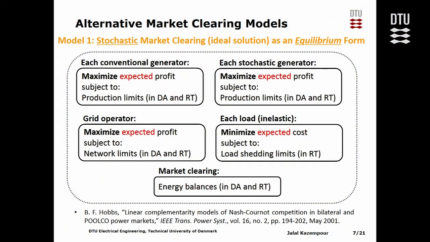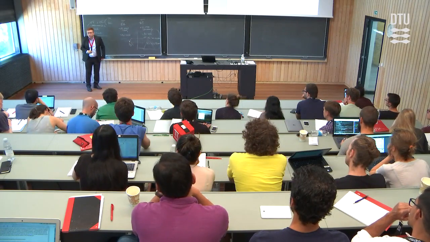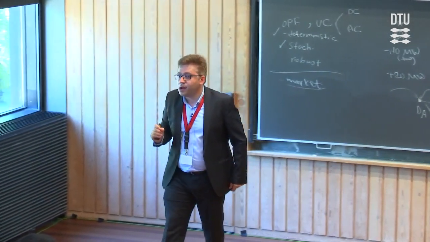All the optimizations are linked by sharing constraints, which are the energy power balance. All generators, at the same time, should supply demand, either in day ahead or in real time, or both. So for the whole equilibrium problem, the market prices are variables. But for each optimization problem, the market prices are given, they are parameters. Okay?